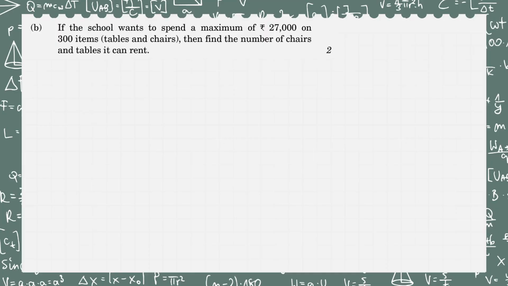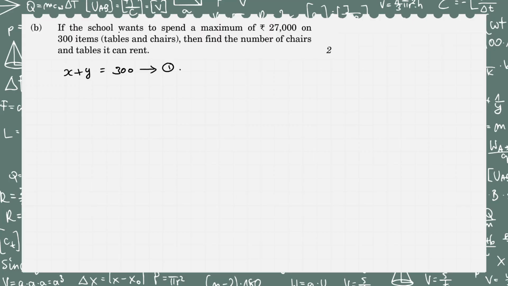If the school wants to spend a maximum of rupees 27,000 on 300 items, totally tables and chairs, then find the number of chairs and tables it can rent. So now the second equation has got a change, right? So now we have to recreate new equations and then we have to solve them. Okay, so the total number of items rented is the same, 300. So x plus y equal to 300. There is no change in that. Let us call this equation 1.